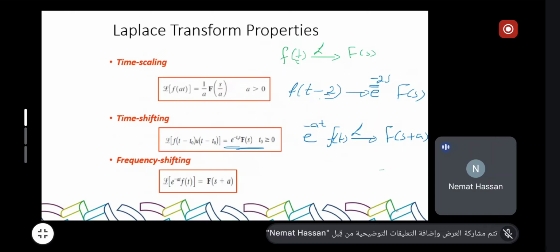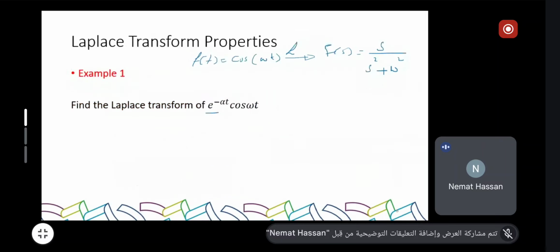So we have the cosine, but it's multiplied by an exponential function, right? Which means it fits this property. We have f of t, but it's multiplied by an exponential. Are we following? Which means we'll take f of s and just replace every s by s plus a, where a is the power of that exponential. So this is what we will do here.